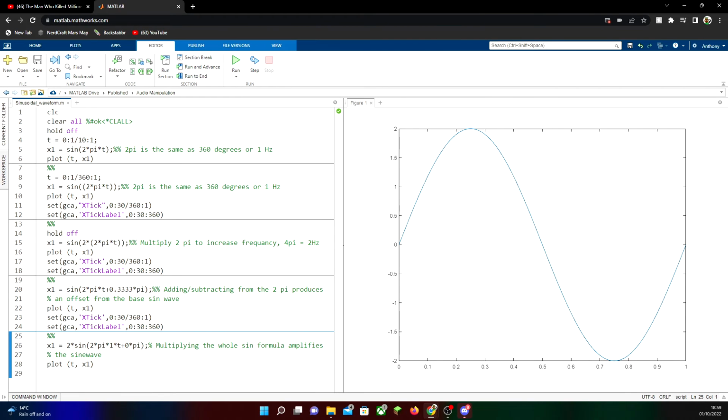By changing the A value, we can change the amplitude of the waveform, which doubles its peak values. So instead of having 1 like we did before here, we now have a peak value of 2. And it goes down to have the same peak value at the bottom of 2.